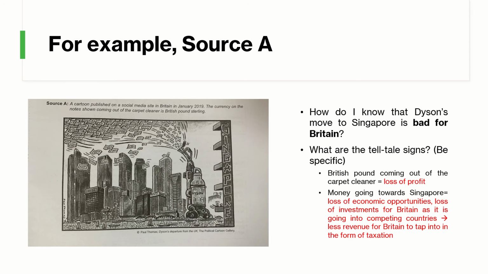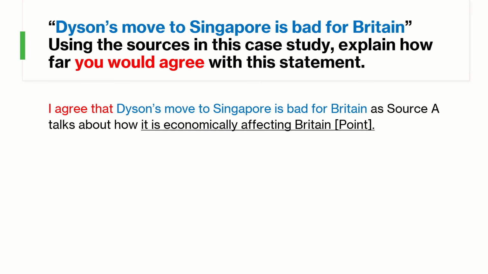Okay, so now we have unpacked what source A is talking about and what the criteria or telltale signs are. Let's talk about writing the paragraph. So step 1, reword the question. I have color coded parts of the question and the answer. The first thing you need to do is state, I agree that Dyson's move to Singapore is bad for Britain. So you're rewording the question and the statement as source A talks about how the economy is affecting Britain. So tell me exactly what source A is talking about.